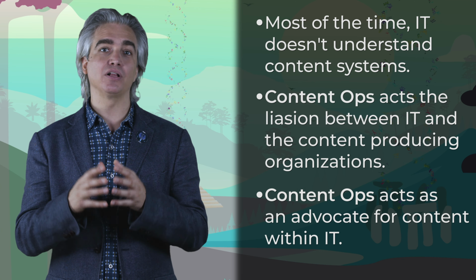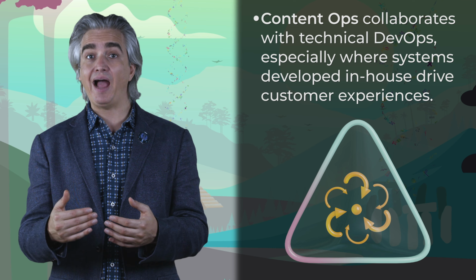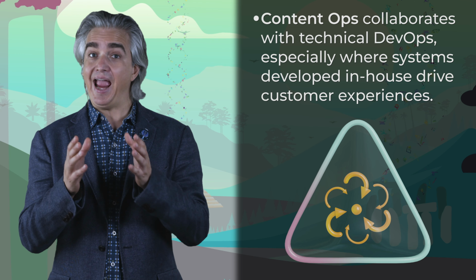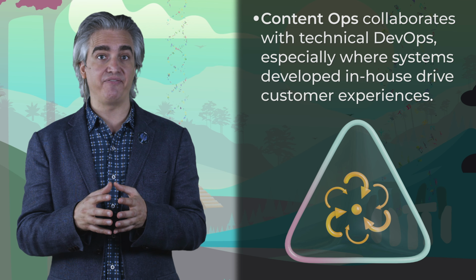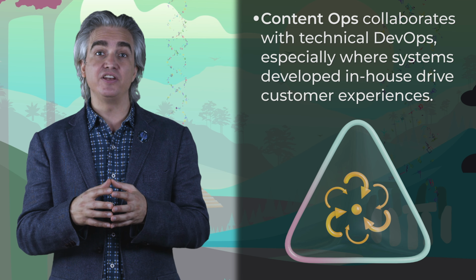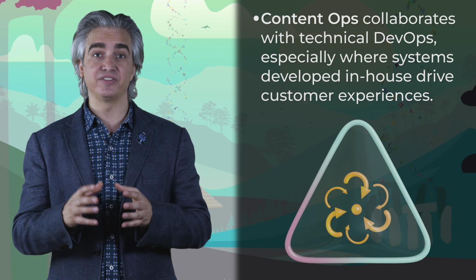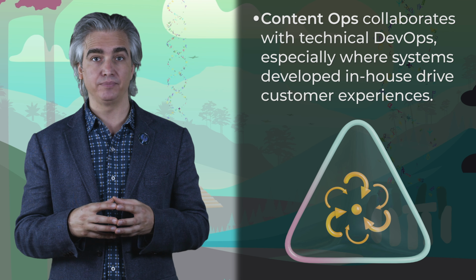Next, very similarly, content ops can collaborate with technical development teams, especially where systems that are in-house are managing the content that drives customer experience. And if those systems don't have a content advocate, it's very possible that the developers are heading in the wrong direction. So content ops can provide stakeholders in those conversations to keep everything heading in the right direction to support the customer experience and the efficiency of the content orchestration model.